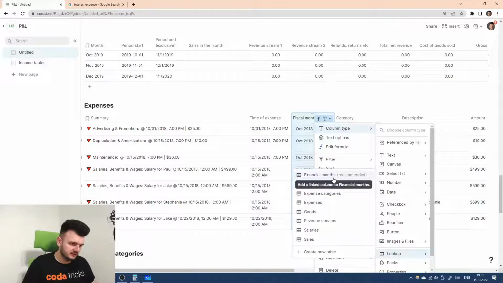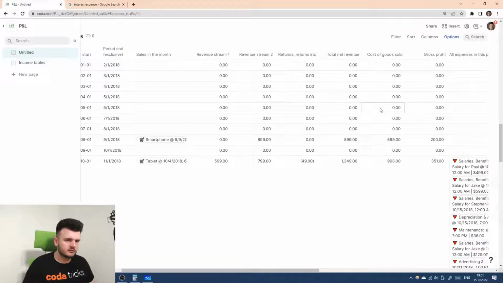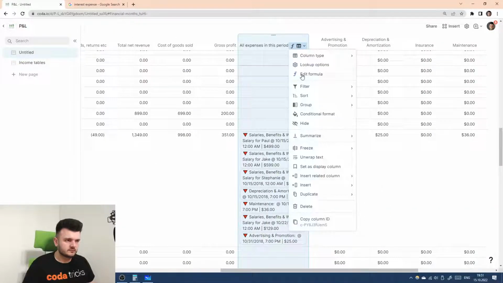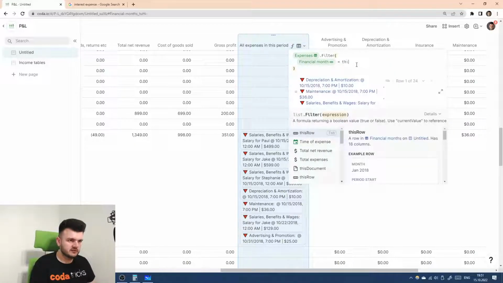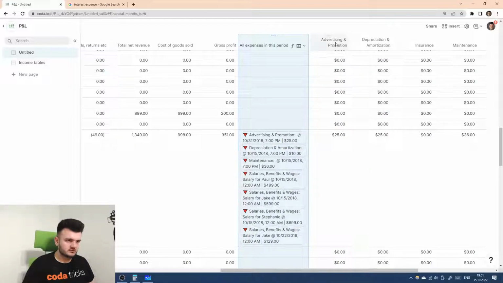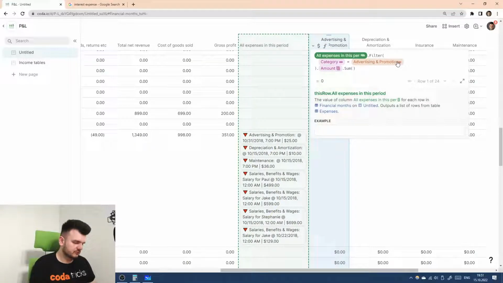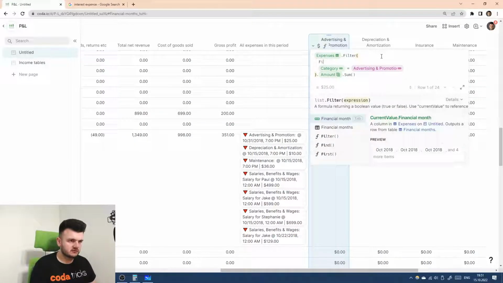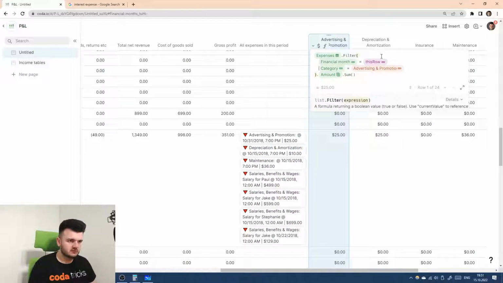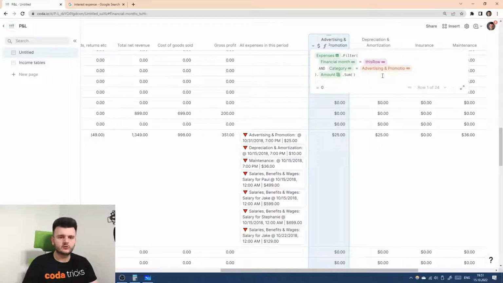So this is a fiscal month or a financial month, and then I would have the lookup financial month equals this row, and same here, I could just directly use expenses filter financial month equals this row, and category equals advertisement. And that would actually be better on large tables.